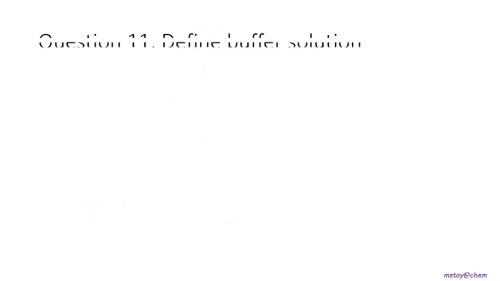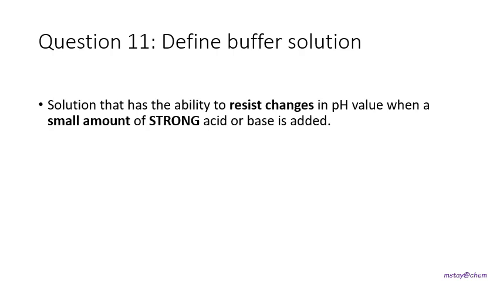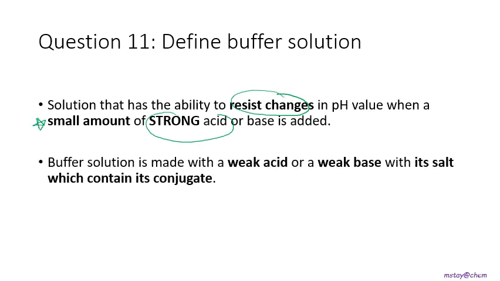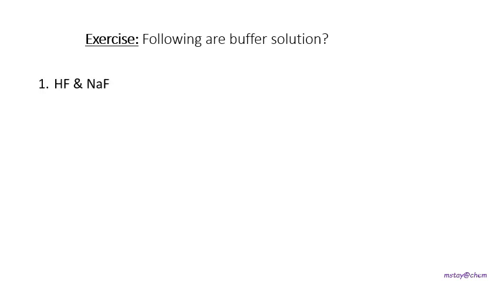Let's proceed to tutorial question 11, which is a very direct question. Define the buffer solution. So a buffer solution is a solution that has the ability to resist changes in the pH value when a small amount of strong acid or base is added. Remember, it's a small amount only. So basically, the buffer solution is made up from a weak acid or weak base with the salt which contains its conjugate. So based on the definition above, let's check out, are they buffer solutions?